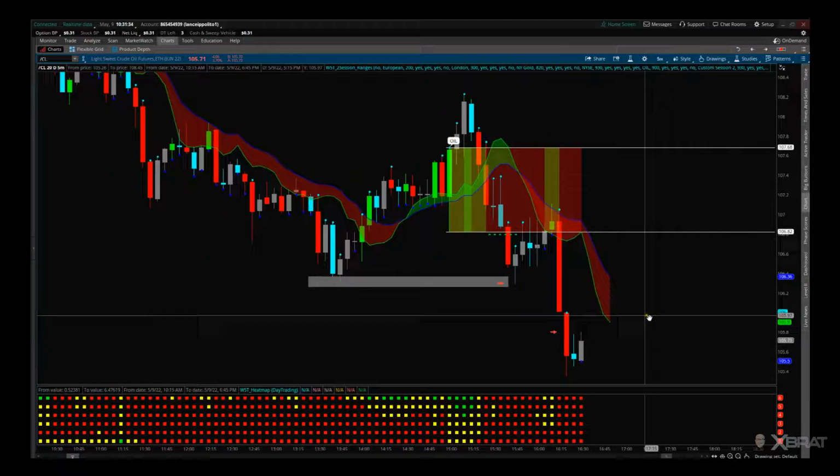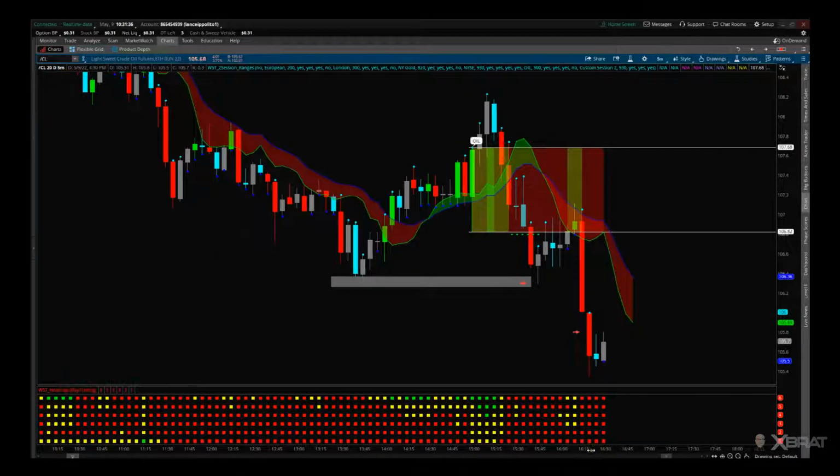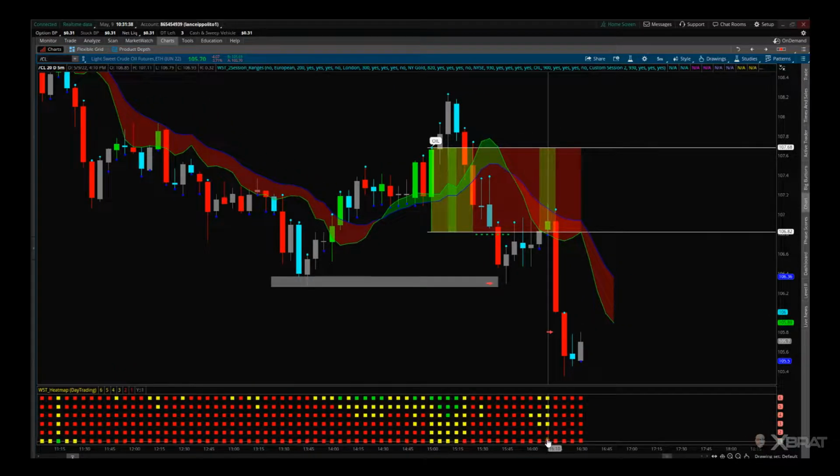Hi, this is Paul from globaltradingsoftware.com, and this is an oil futures trading tutorial. I'm using the ThinkorSwim platform and the range breakout trading indicator with the BIAS Depth Heatmap for confirmation.